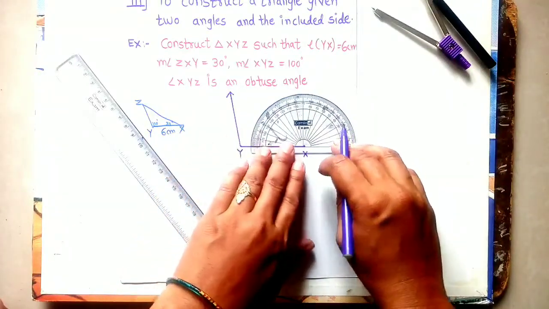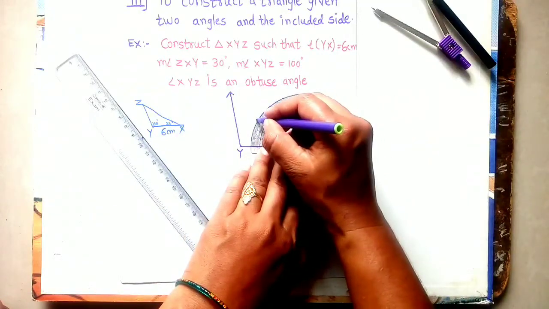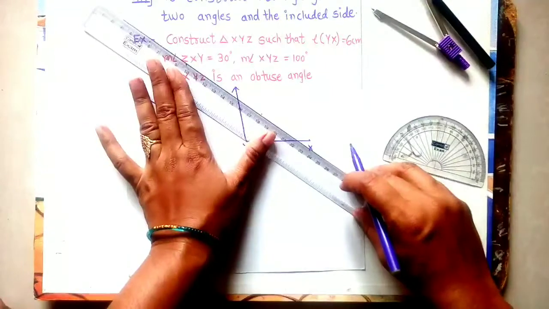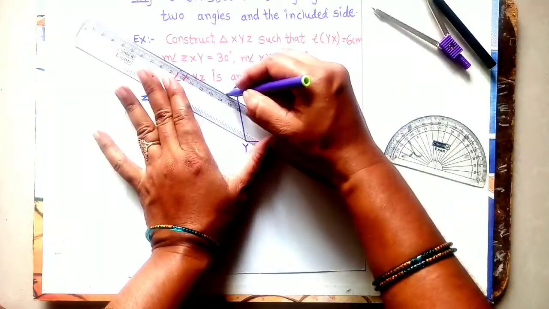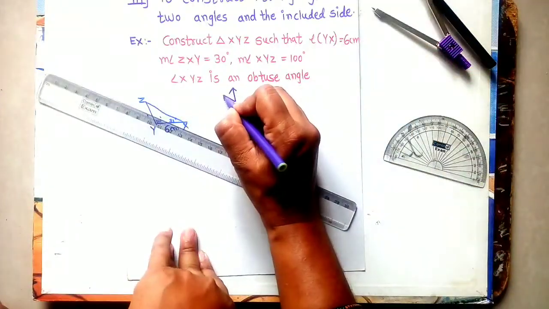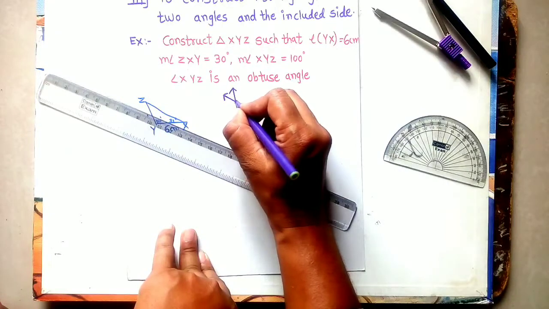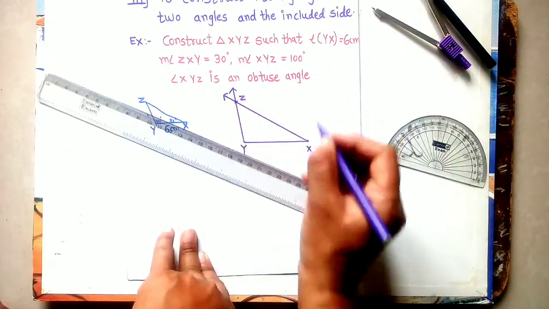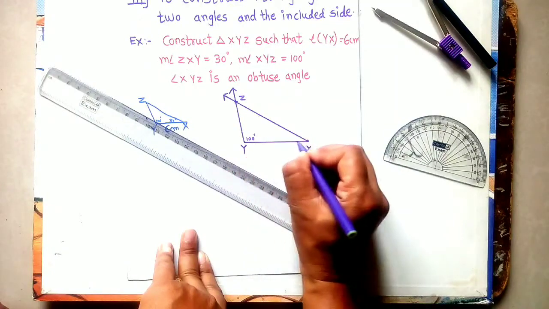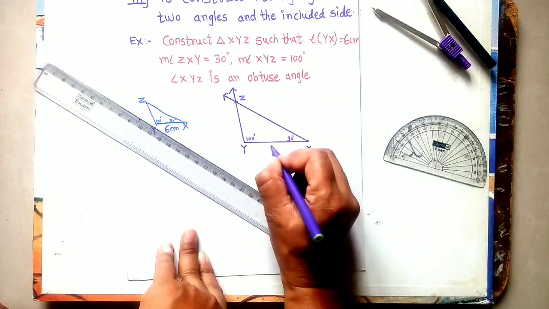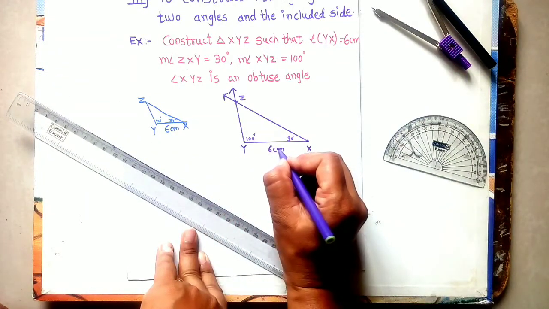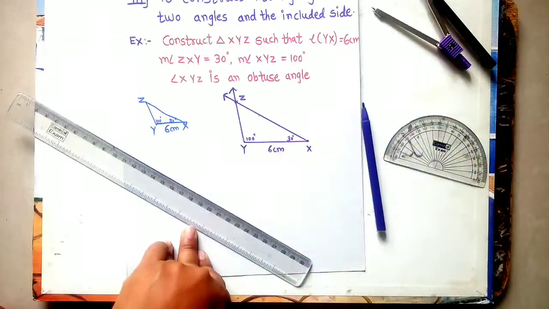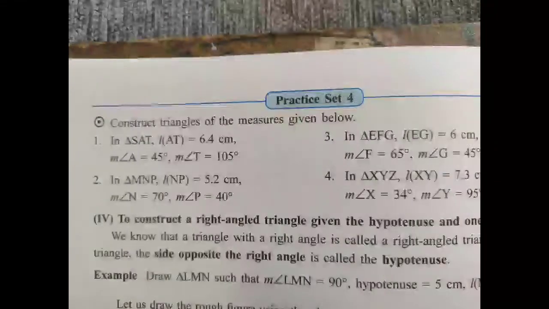On the same side of seg YX as point R, draw ray XD so that measure of angle YXD is equal to 30 degree. Name the point of intersection of rays YR and XD as Z. Triangle XYZ is the required triangle. See how an identical triangle can be drawn on the other side of the base. Homework is practice set 4, question 1 to 4.